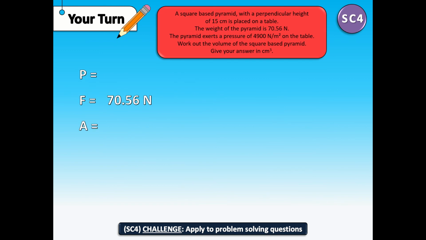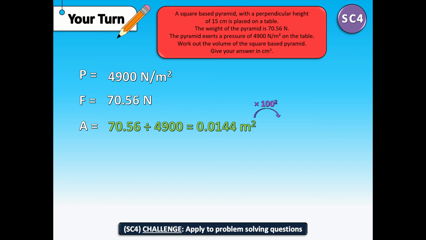For the red question, we write down what we know. Well, we've got the force, and we've got the pressure. So the area will be 0.0144, that's meters squared. To get it into centimeters squared, we need to times by 100 squared. So that's 144 centimeters squared.